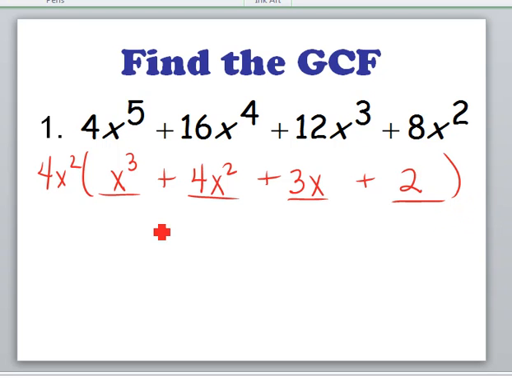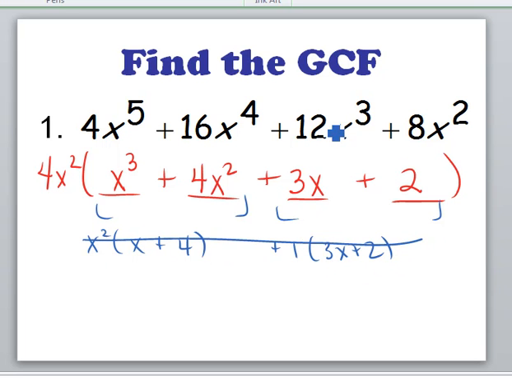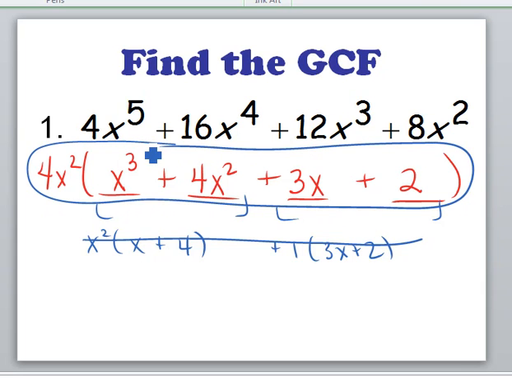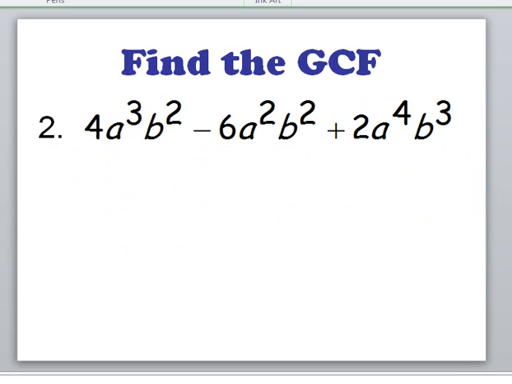Now, since this does have 4 terms, we might try to group this. When I group those two together and group these two together, this greatest common factor would be x squared, and I'd be left with an x plus 4. This greatest common factor is just 1, and I do not end up with the same thing on the inside of the parentheses, so I know I'm finished. This is the only thing I can do for this particular problem. Let's try another one of these.